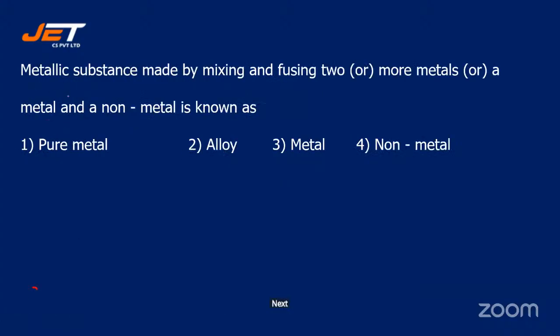Next question. A metallic substance made by mixing or fusing two or more metals, or metals and non-metals, is called as... pure metal, alloy, metal or non-metal. Which is the right option?